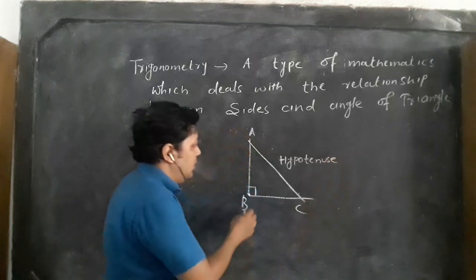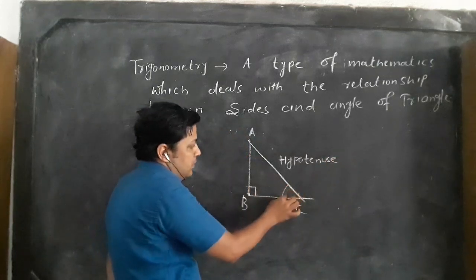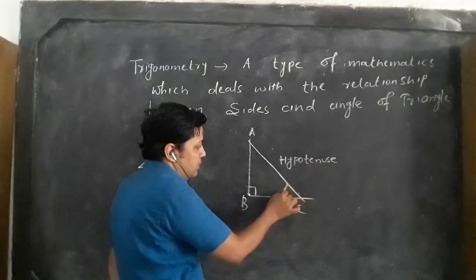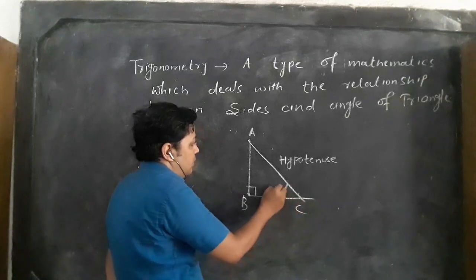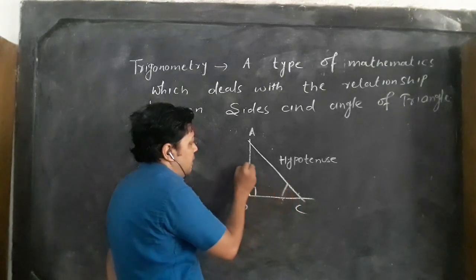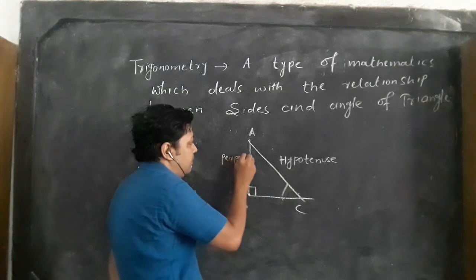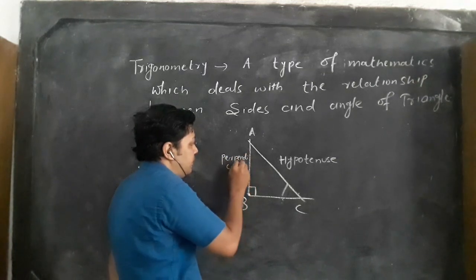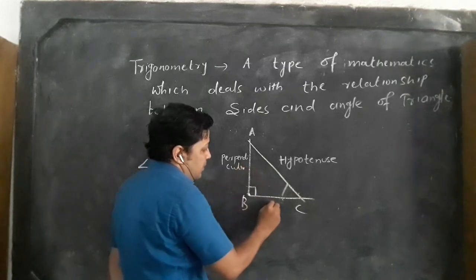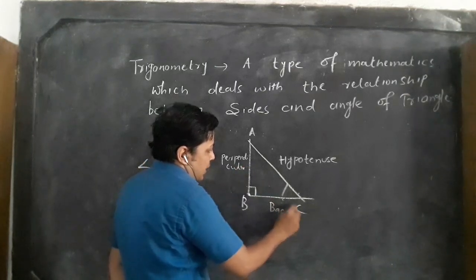Then if the angle is represented here, for this angle, this side will be the perpendicular, and this side will be the base.